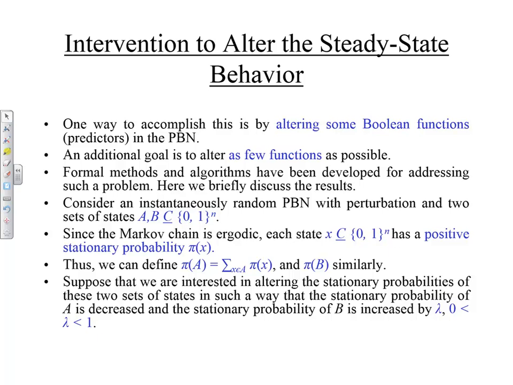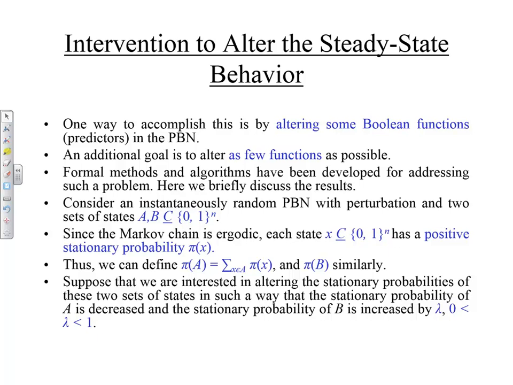So consider an instantaneously random PBN with perturbation and two sets of states that you are interested in, A and B, that are in the state space {0,1}^n. Since the Markov chain is ergodic, because by putting in a perturbation we made it ergodic, each state has a positive stationary probability, right? And thus we can define for any set A of states, the stationary probability associated with that set as the sum of the probabilities of the elements that make up that set, right? And similarly, you can define pi B.